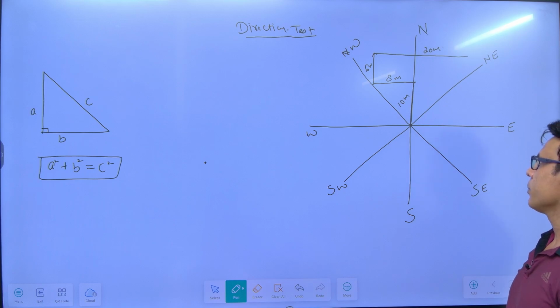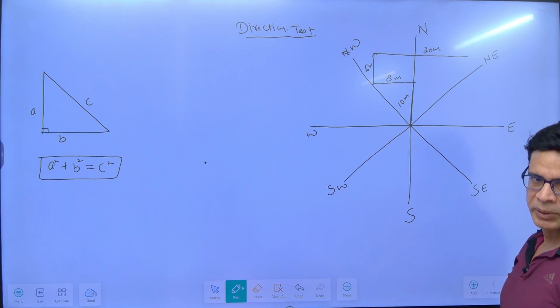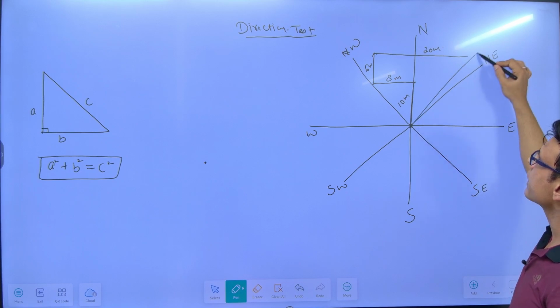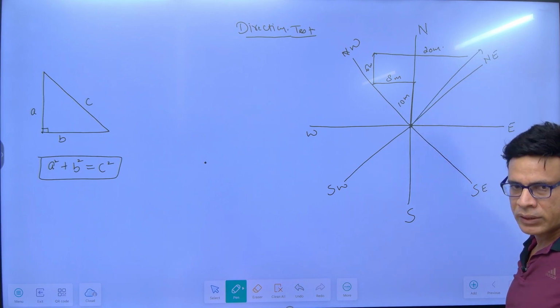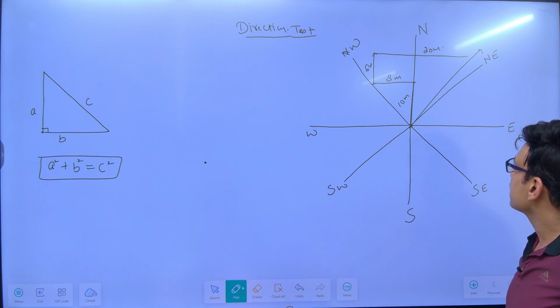So now the question will be, from which direction is he from his house? So from his house, which direction is he? Toward northeast, right?